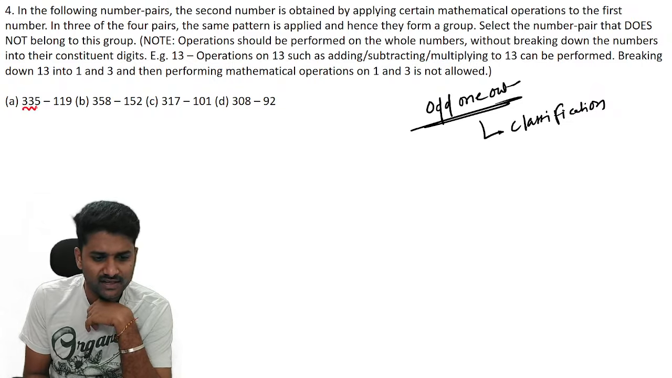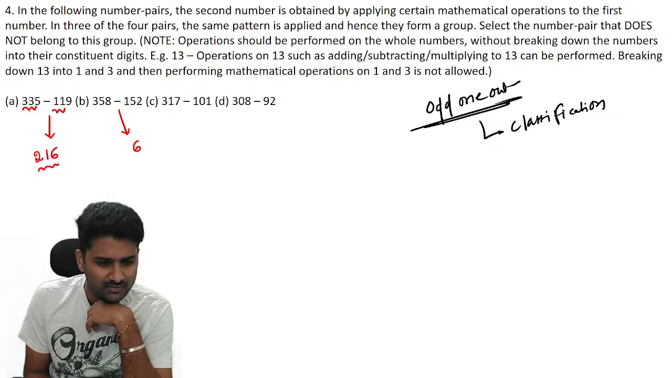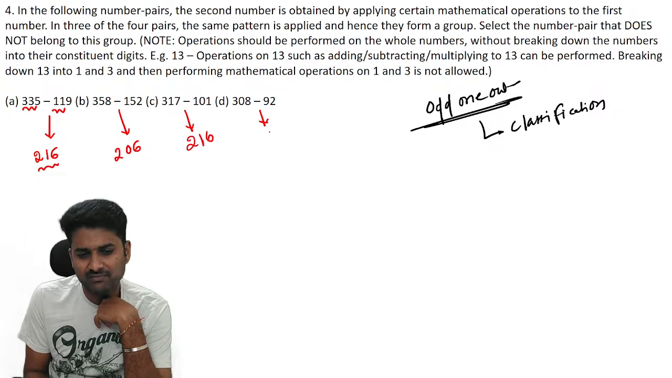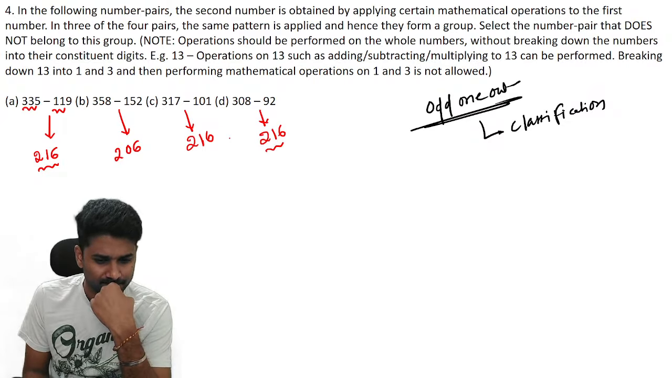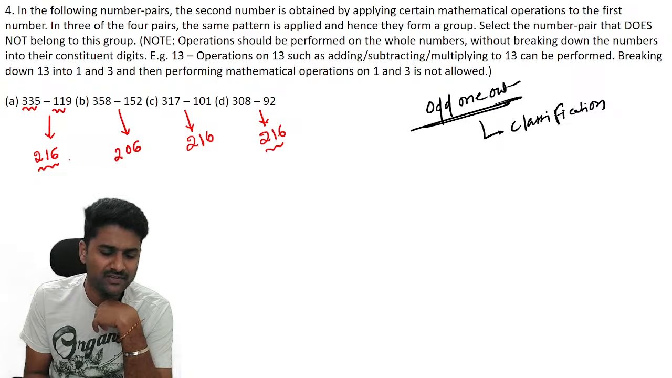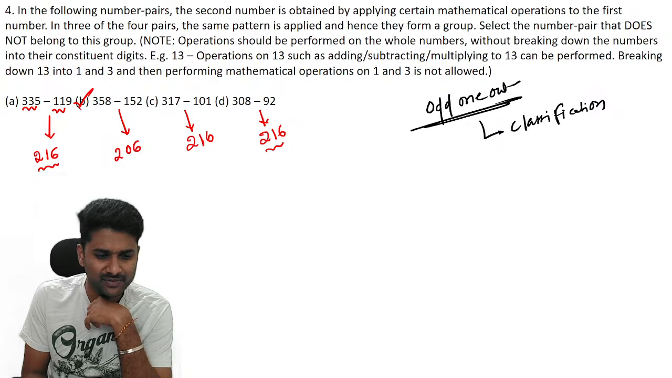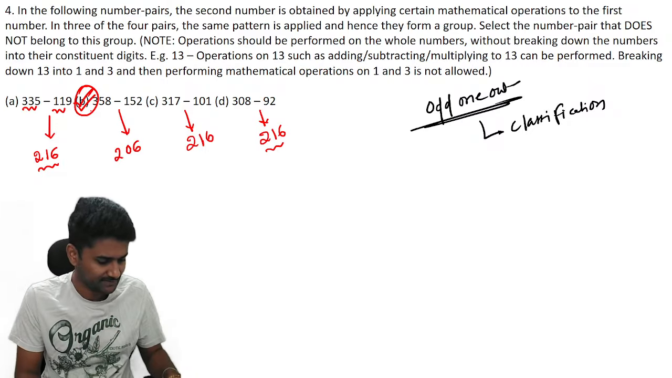Now again see 335 and 119. Just find the difference. So here is 216. Again, the difference between the next two numbers is 216, and the difference between these two numbers is 216. Clear? So if you observe, the difference between the given numbers is 216 except B. So that's why B is the odd one.